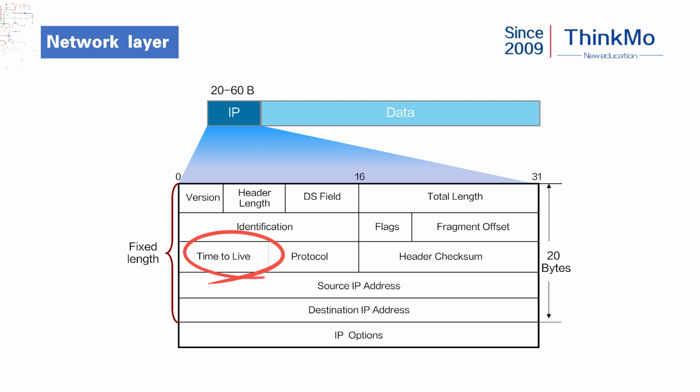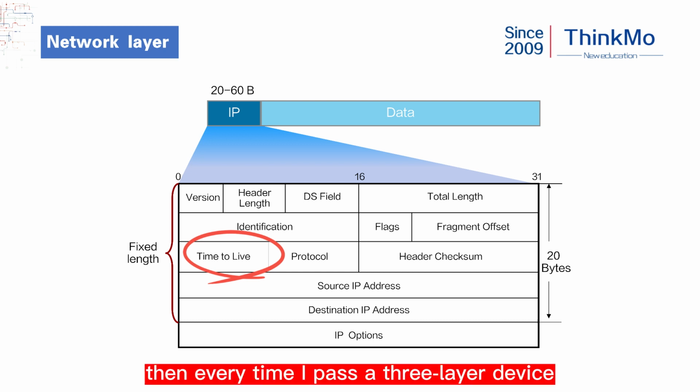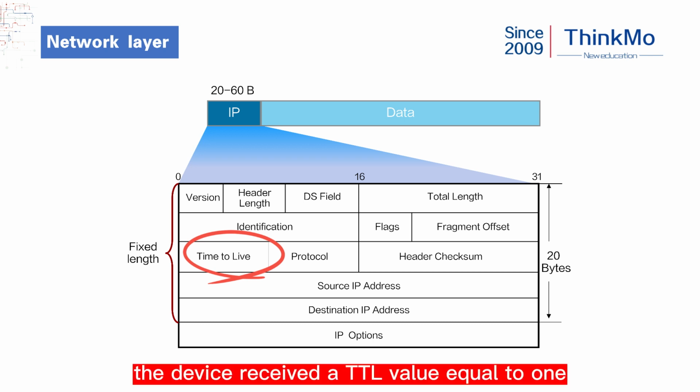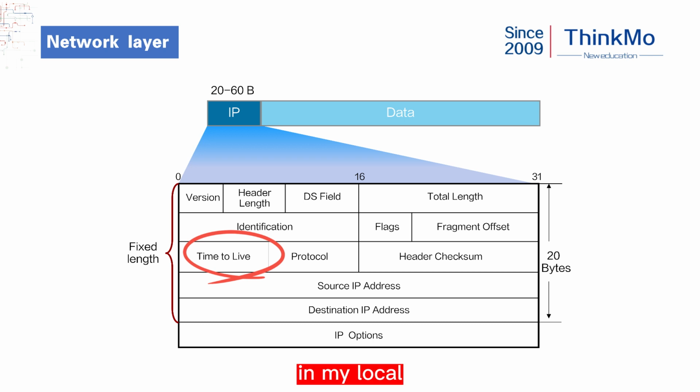Let's take a look. If a packet is generated locally, my TTL value is 255. Then every time I pass a 3-layer device, I will subtract 1 locally. Reduced to 254, here 253, then 252, 251, 250. Turn around, turn around, go to the end. For example, the device received a TTL value equal to 1. Locally, 1 minus 1 equals 0. If I subtract it locally and it equals 0, I will throw this message away.